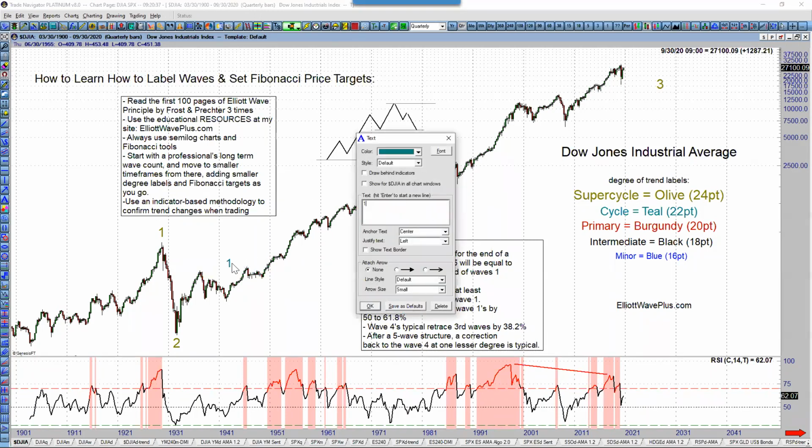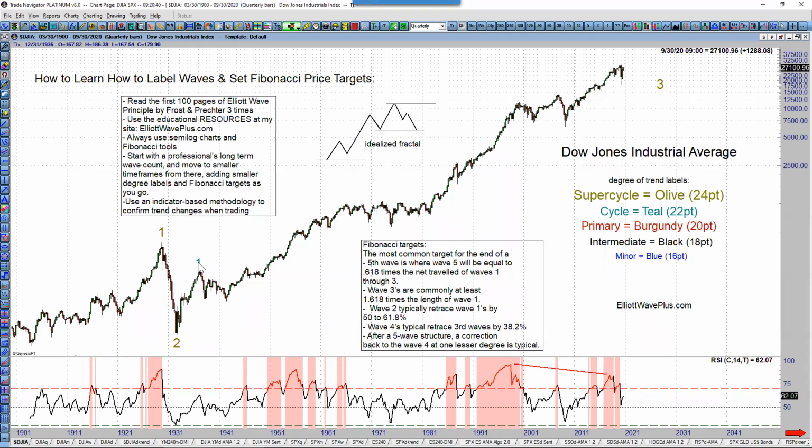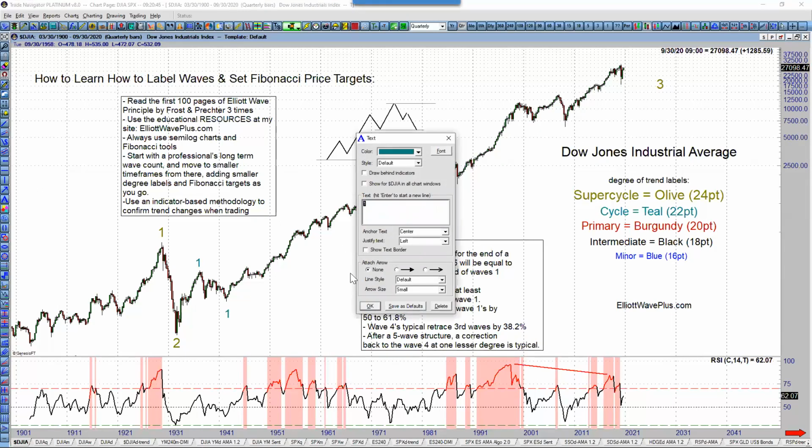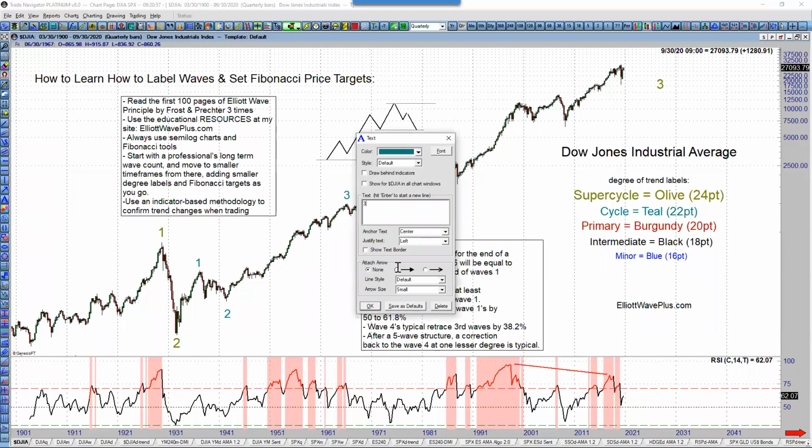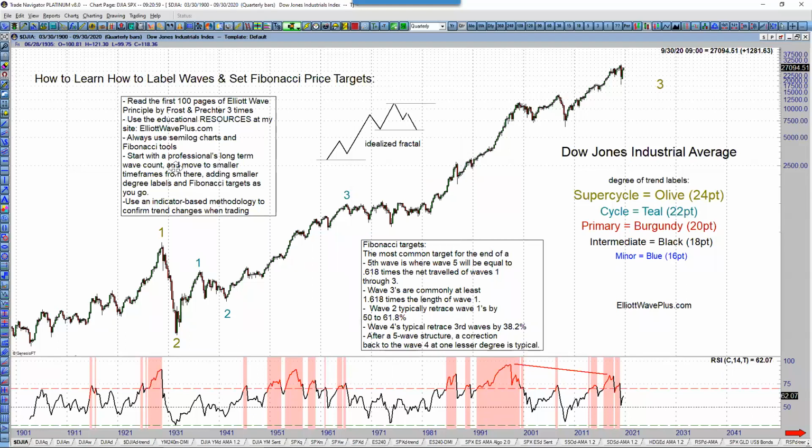So we're going to go up from the 1929 low. So here's what I'm basically doing. I'm starting with the longest term chart, and I'm establishing a wave count that I can move forward into smaller time frame charts and use them there. So you start with a professional's long-term count, and then you move to smaller time frames from there, adding smaller degree labels and Fibonacci targets as you go.